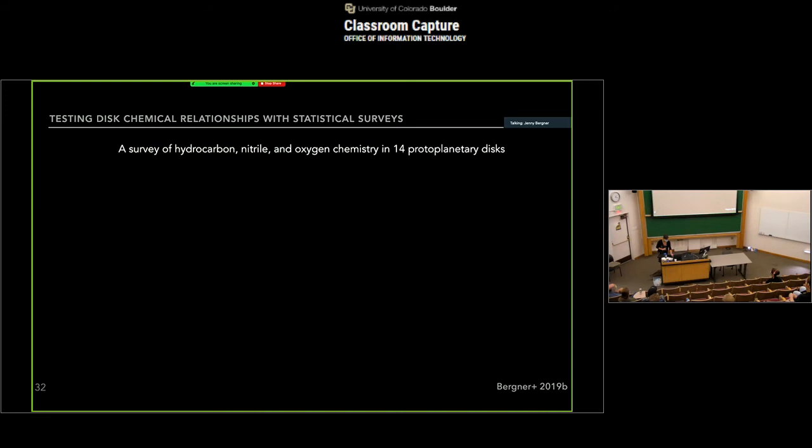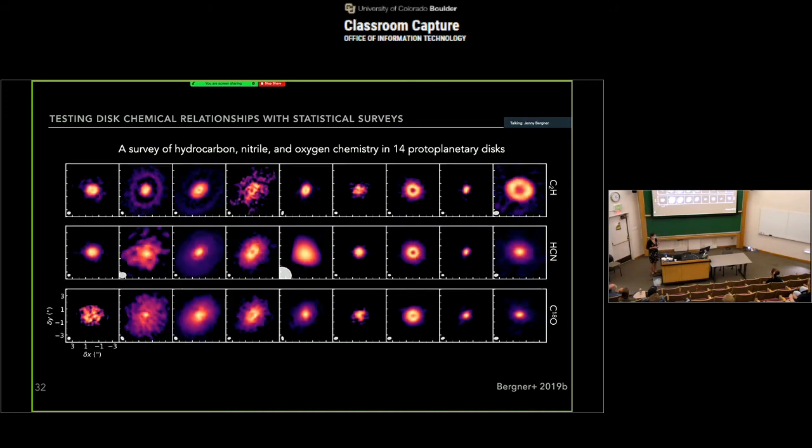So this is a gallery of a subset of the disk sample looking at C2H, HCN, and CO, which are tracers of hydrocarbon, nitrile, and oxygen chemistry in these disks. And they're really beautiful. You can see the diversity of emission that we see both molecule to molecule and disk to disk. This diversity is speaking to the fact that you have very different chemical outcomes in the different physical environments of each of these disks. So we can use these statistical surveys to try to understand what's actually driving these chemical differentiation outcomes that we're seeing.